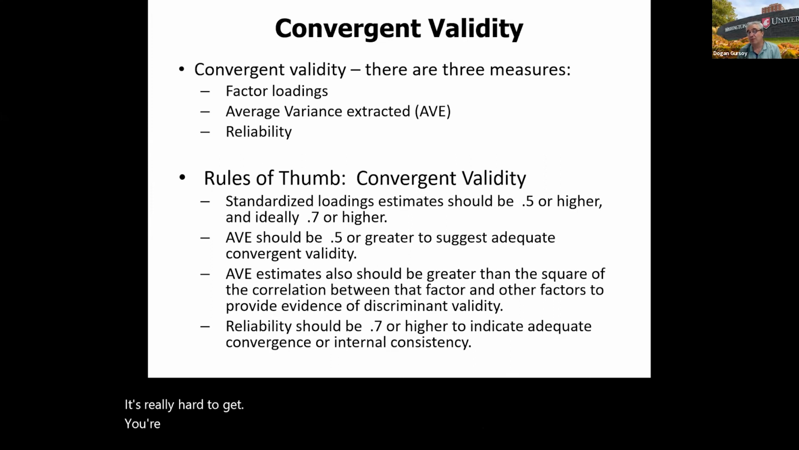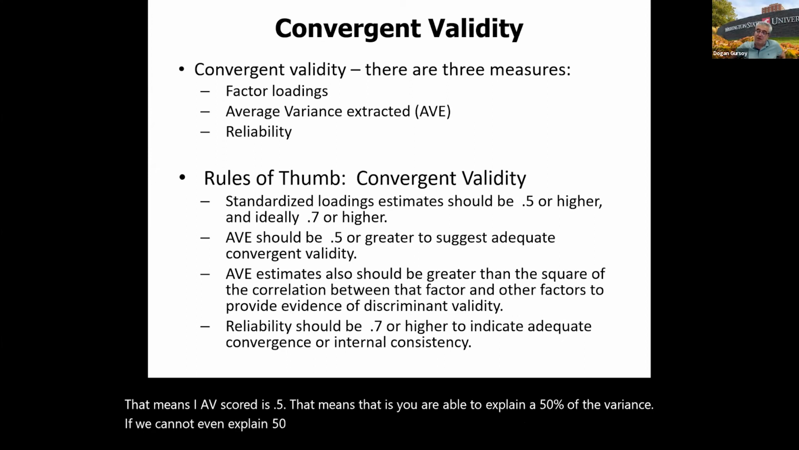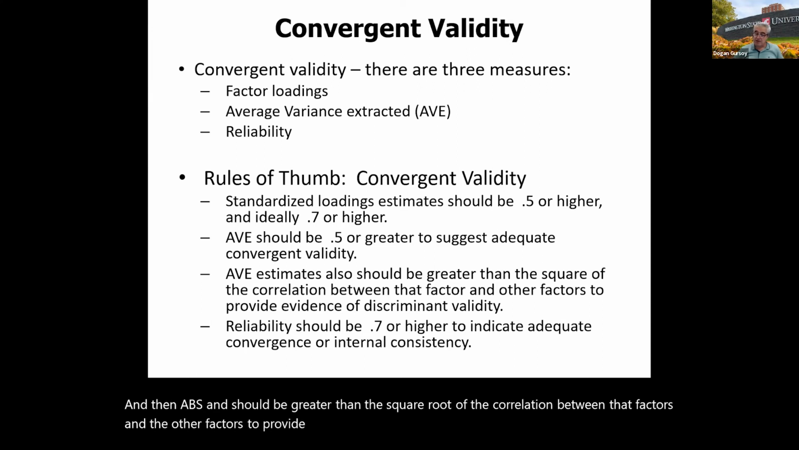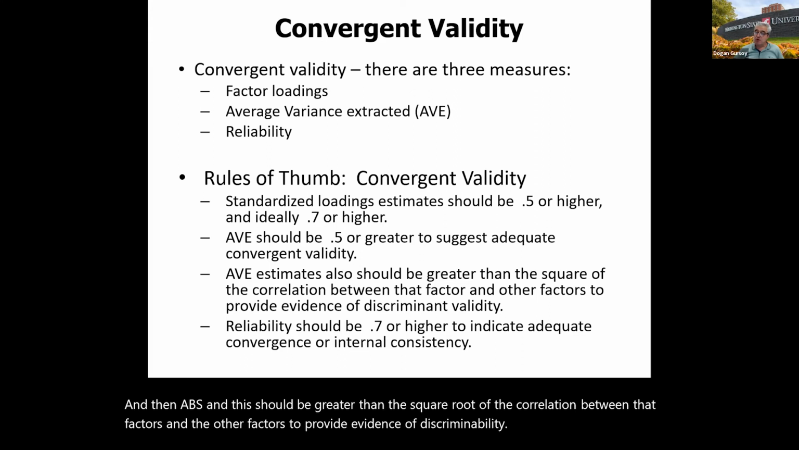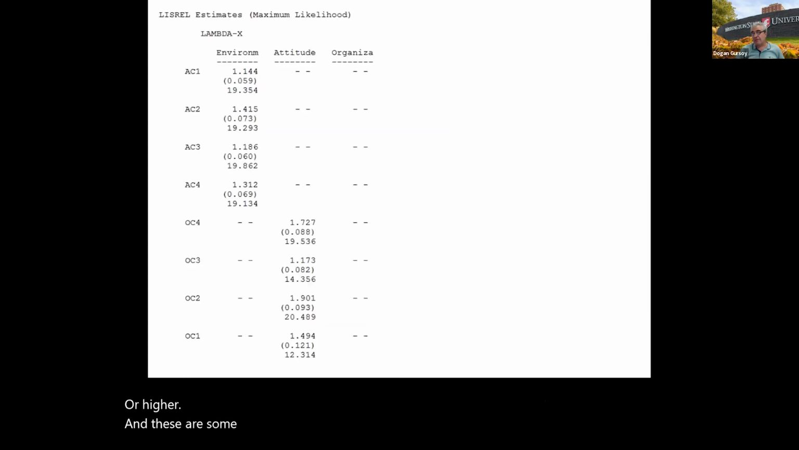Your AVE scores should be 0.5 or greater. That means if the AVE score is 0.5, you are able to explain at least 50% of the variance. If we cannot even explain 50% of the variance in that construct, then what's the point of having that construct? And then AVE estimates should be greater than the square of the correlation between the factors and the other factors to provide evidence of discriminant validity. Reliability should be 0.7 or higher. These are some established criteria, and this is how we do it. This is from LISREL.